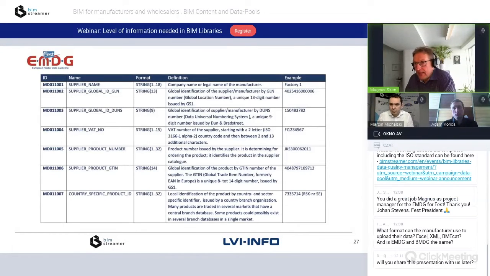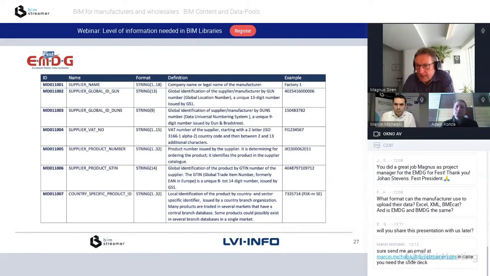And as you can see, we have something like the supplier name. We can have the supplier GLN or DUNS code depending on the market. Also supplier VAT number, supplier product number, supplier GTIN, and country-specific product codes, for example the Finnish LVI codes or something like that. So we have a lot of things defined in this way. And this is just a part of the list, but this is how it starts, so to say.